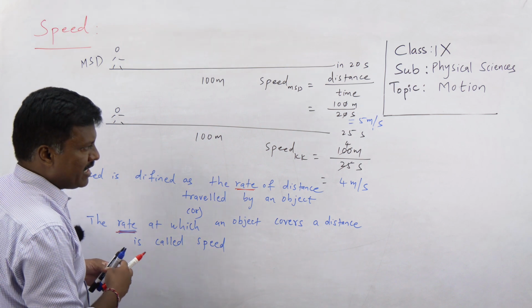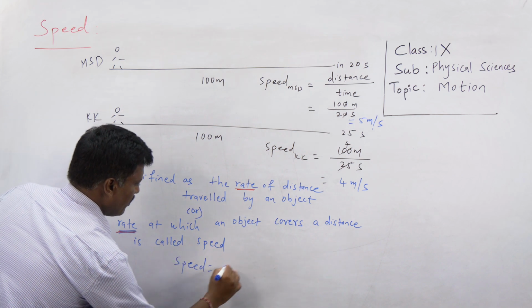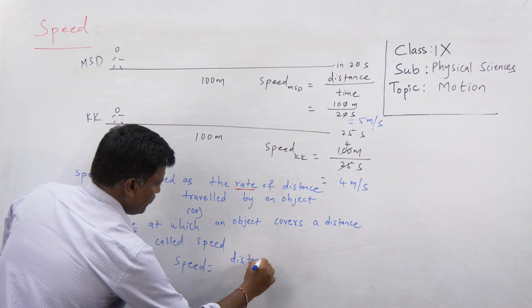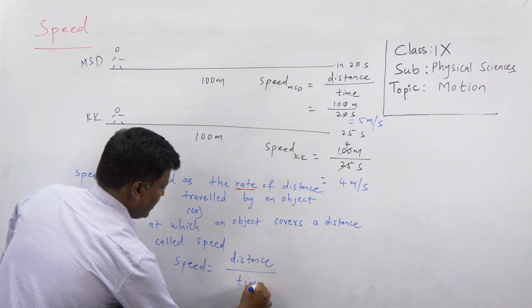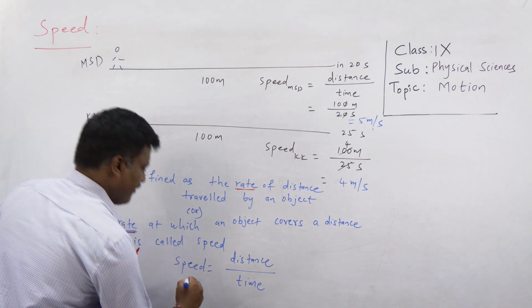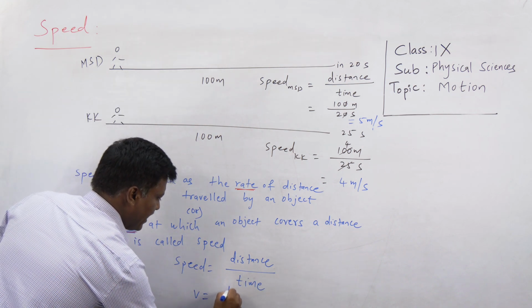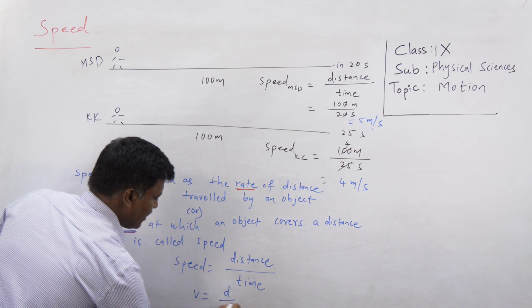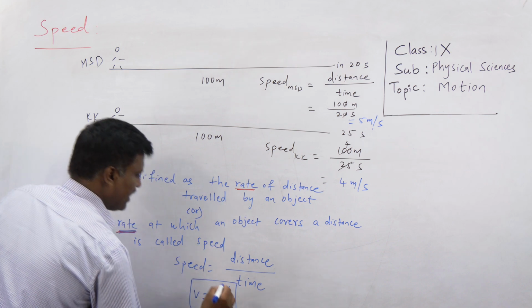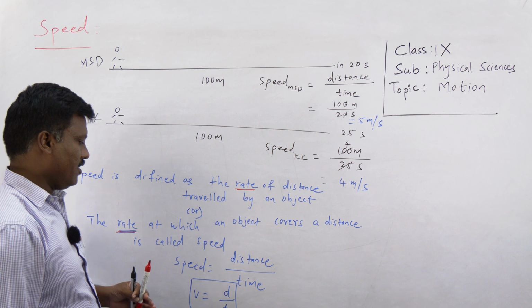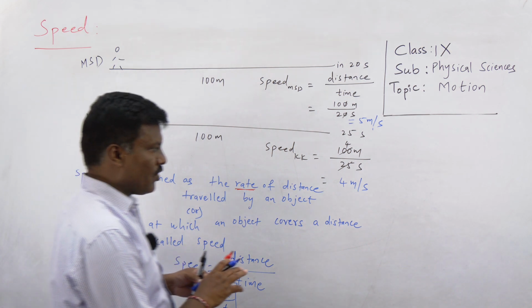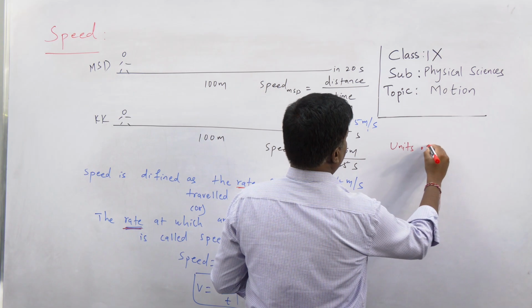So what is the mathematical formula? Speed is equal to distance by time. This is the formula of speed. Speed is generally denoted by v, distance is denoted by d, and time is denoted by t. v is equal to d by t. This is the formula for speed, and I'm going to write the units of speed.